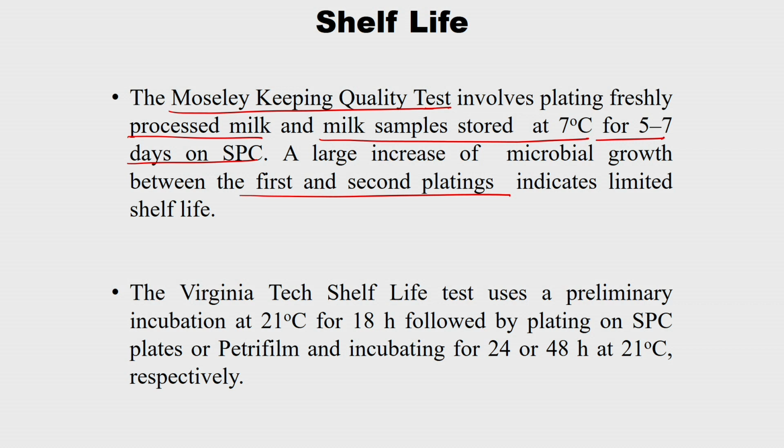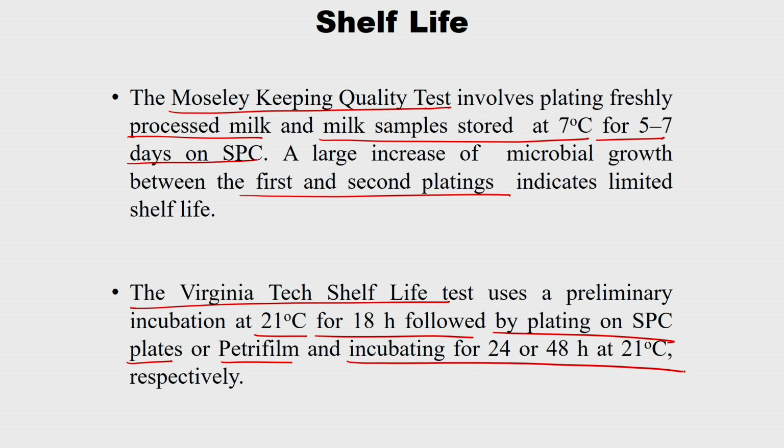And the Virginia Tech shelf life test uses a preliminary incubation at 21 degrees centigrade for 18 hours, followed by plating on standard plates or petri film and incubating for 24 to 48 hours at 21 degrees respectively. Then they compare both and validate how much the contamination is.